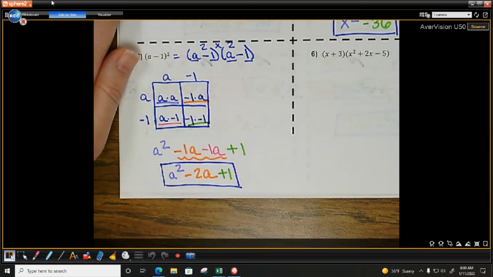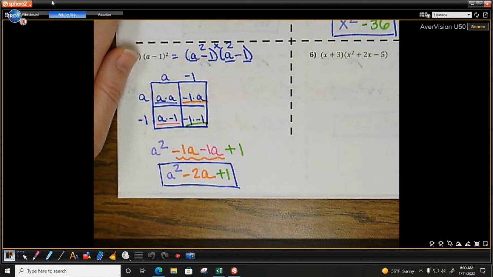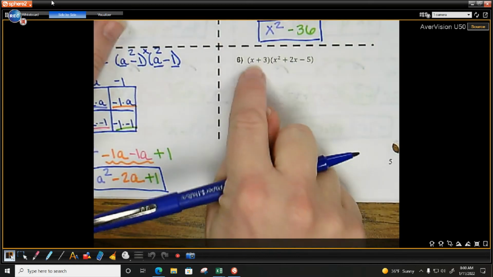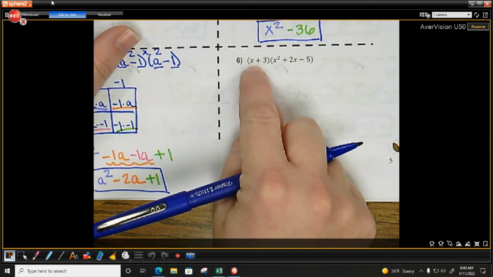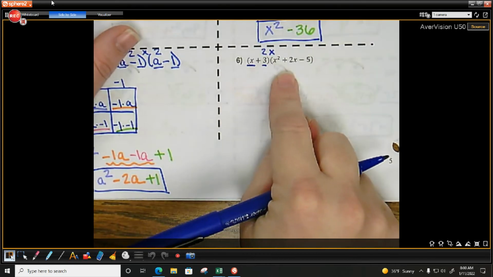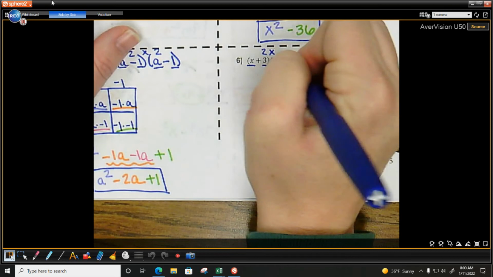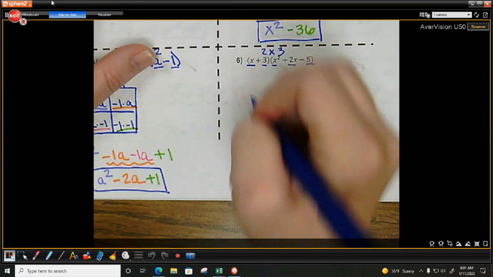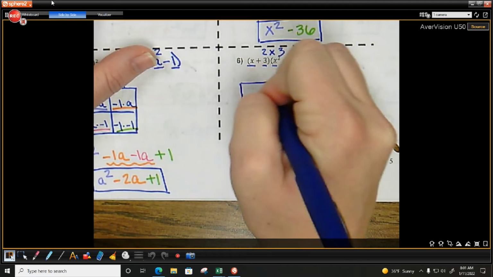Now, I'm going to make it one step harder. And not harder, just longer. And when things are longer, sometimes we make more mistakes. But the same process, guys, same process, okay? How many terms in my first parenthesis? 2. Times, how many terms in my second parenthesis? 3. So am I going to make a 2 by 2 box this time? No, I'm going to make a 2 by 3 box. I'm going to do 2 tall and 3 long.